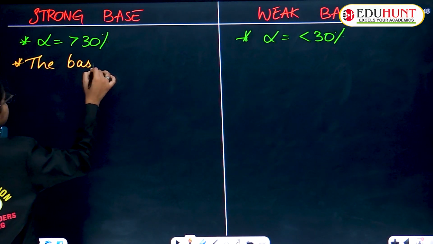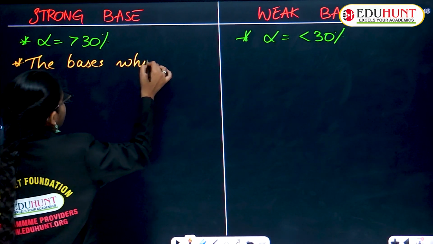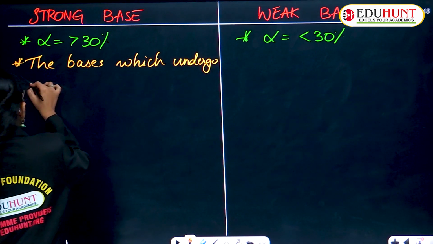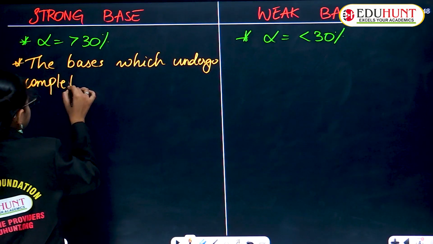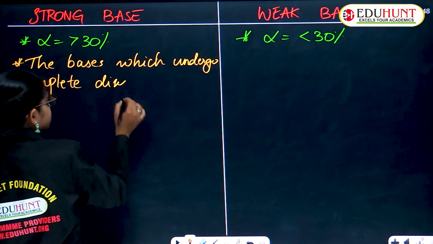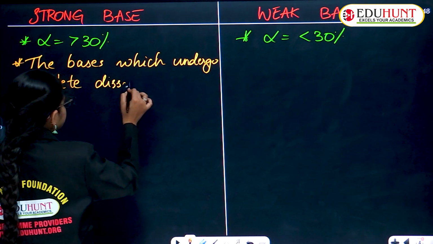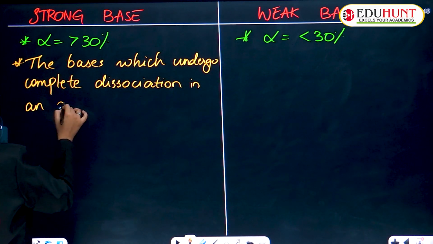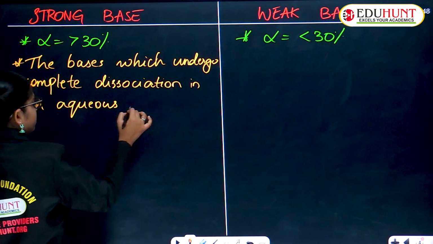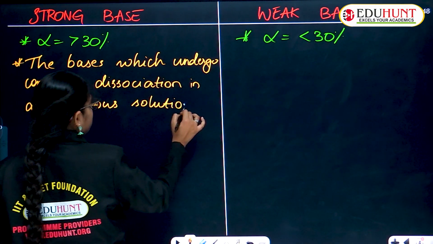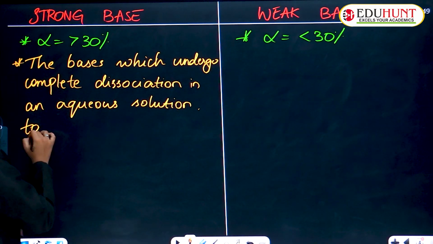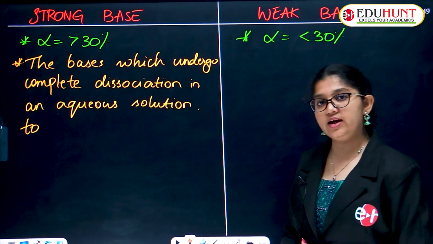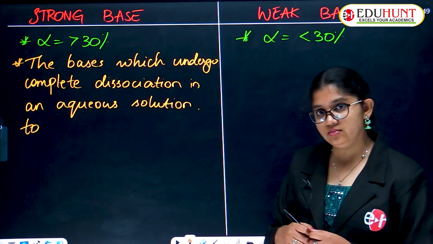The bases which undergo complete dissociation in an aqueous solution produce more hydroxyl ions, because they are undergoing complete dissociation.